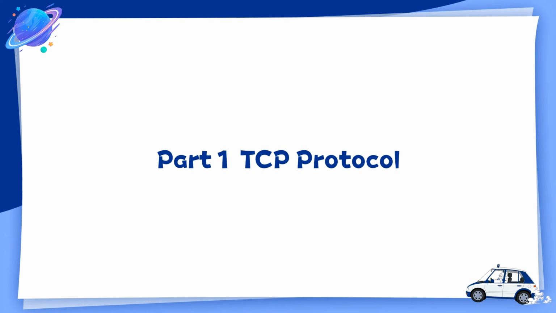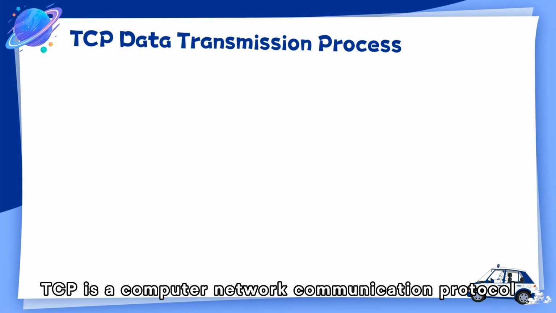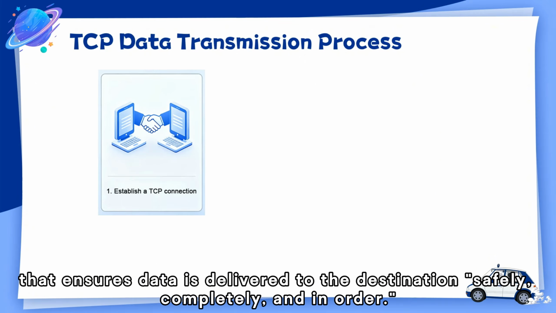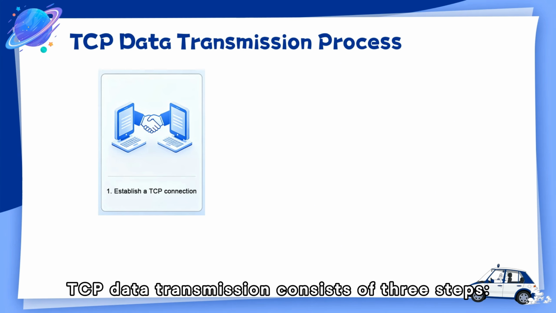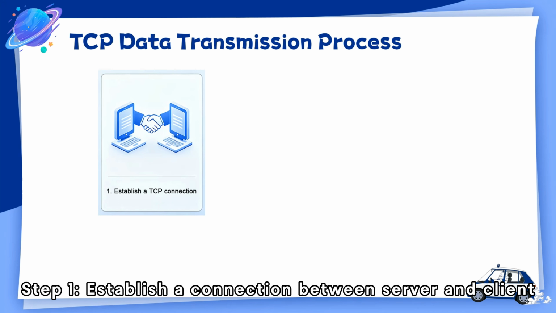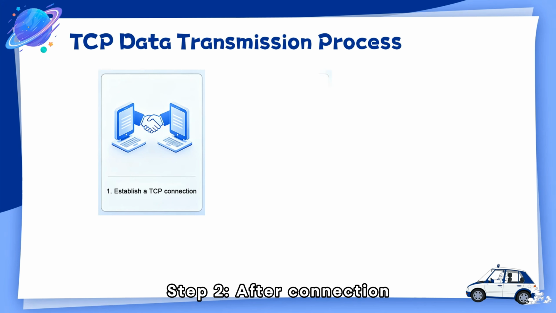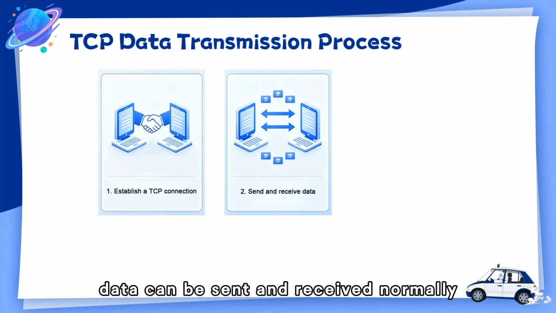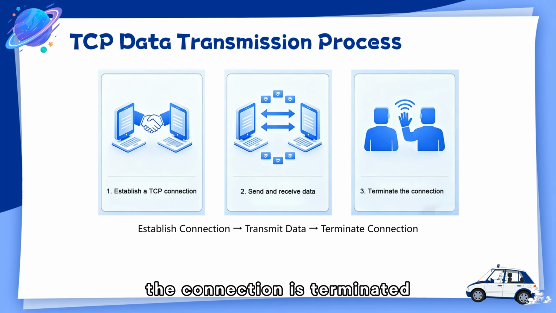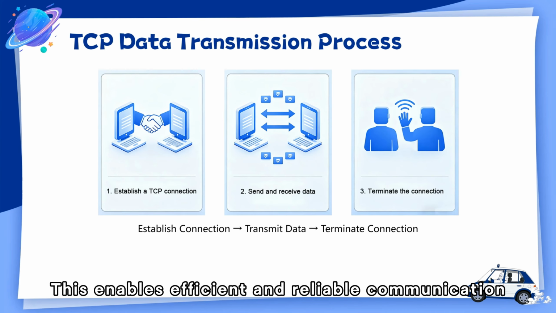Part 1. TCP Protocol. TCP is a computer network communication protocol that ensures data is delivered to the destination safely, completely, and in order. TCP data transmission consists of 3 steps. Step 1. Establish a connection between server and client. Step 2. After connection, data can be sent and received normally. Step 3. When no further communication is needed, the connection is terminated. This enables efficient and reliable communication.